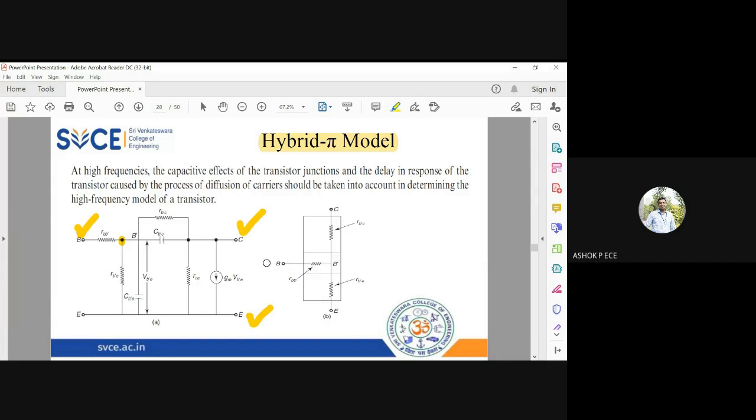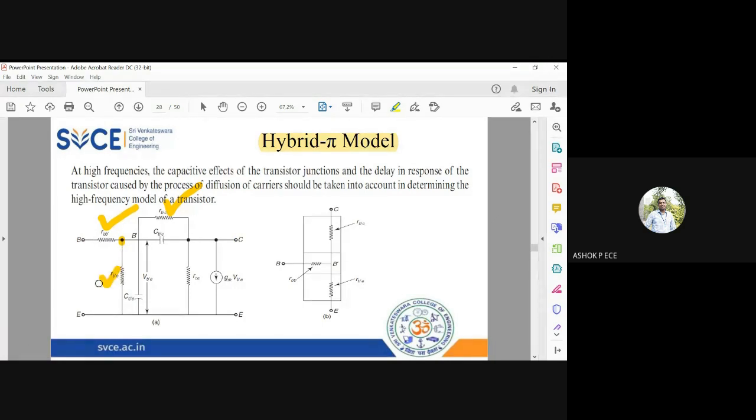And the resistance connections, between B and B dash, you have a resistance RB B dash. Between B dash and collector, you have a resistance RB dash C. Between B dash and emitter, you have a resistance RB dash E. In the diagram also, similarly, see, B and B dash you have RB B dash. Between B dash and collector you have this RB dash C, and between B dash and emitter you have this RB dash E.